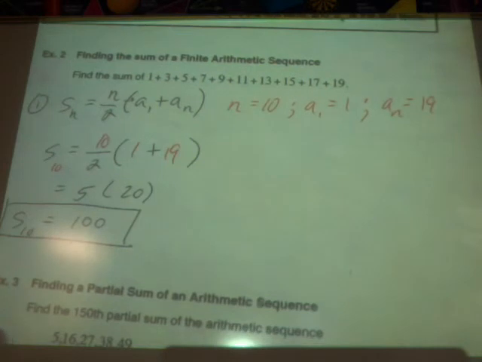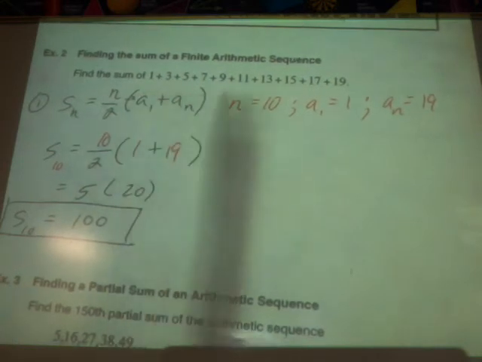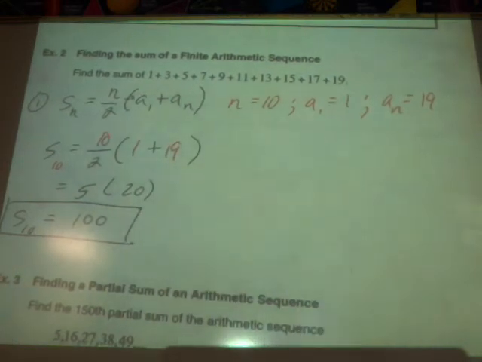If you want to, go check that on your calculator. You can add those up. Somebody check it. See if it works. It worked, right? Absolutely.